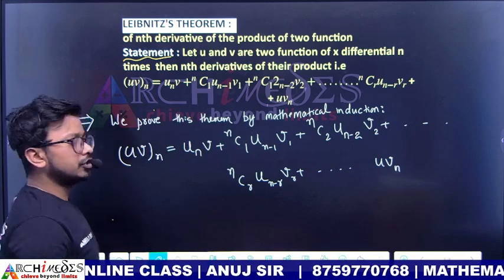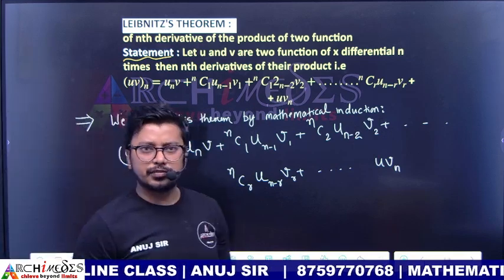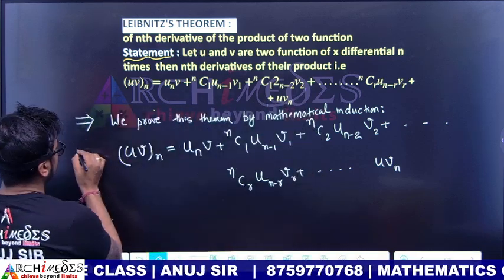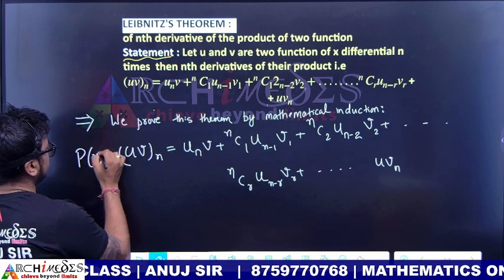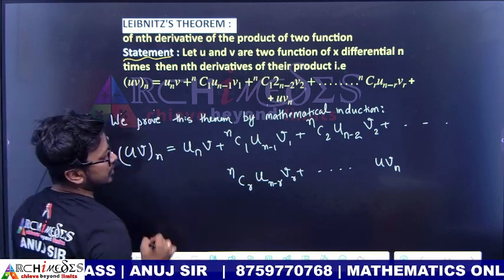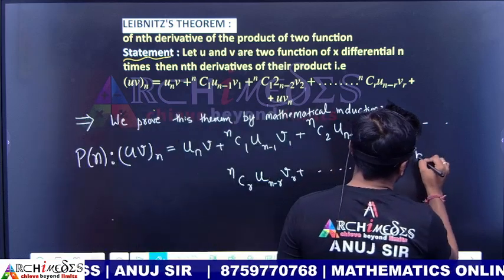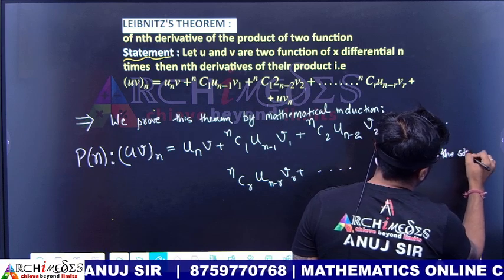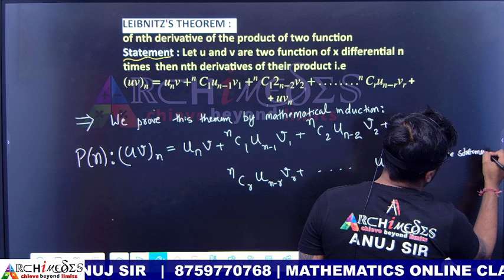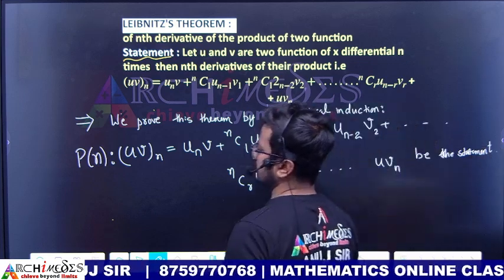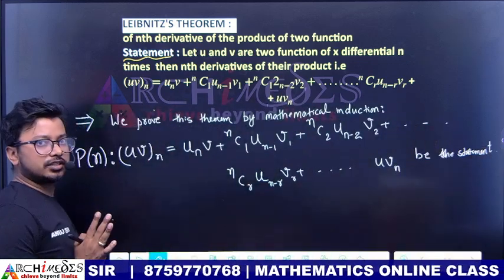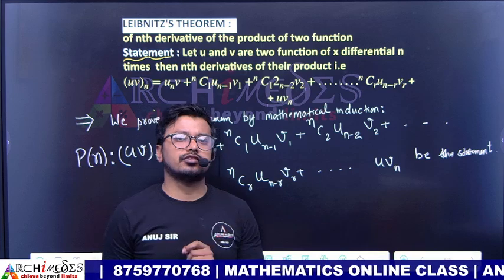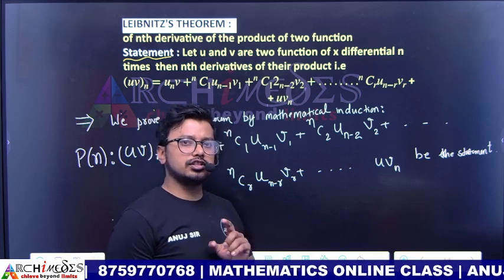Clear? So in mathematical induction, what is the first step? You have to assume the given proving part as a statement. Clear? So can we write this as Pn such that this is the statement? So I am assuming this to be the statement. Whatever you want to prove, you have to assume that as a statement first. Clear up to here? So now what is the first step? We have to prove this theorem for n equals 1. So look over it.